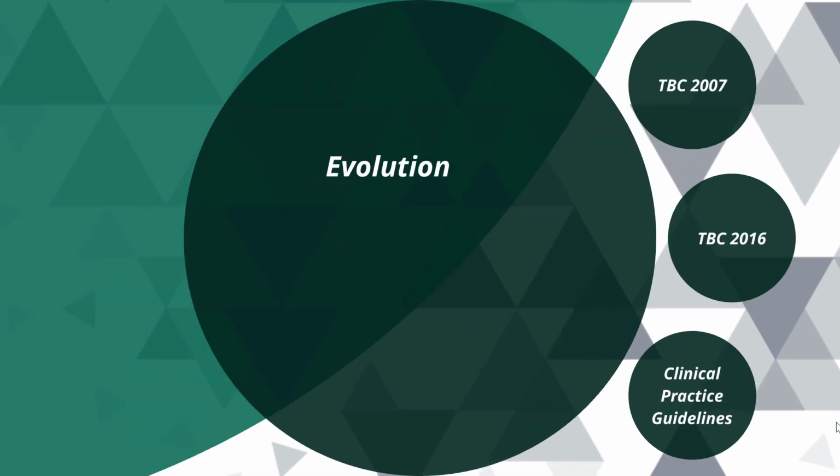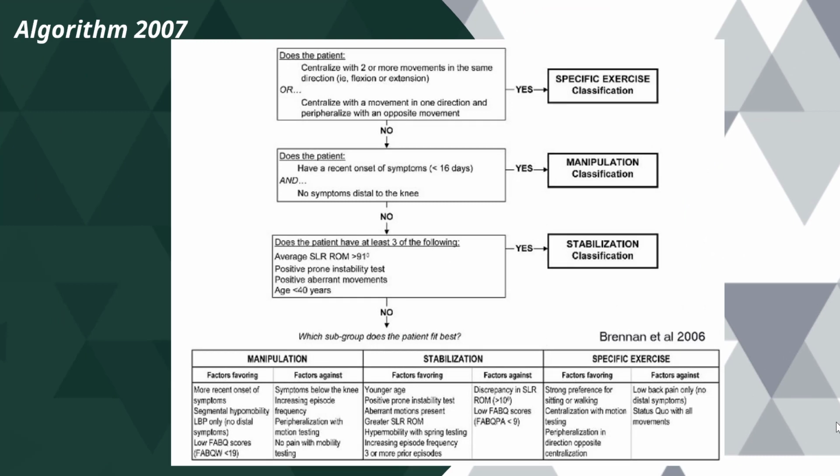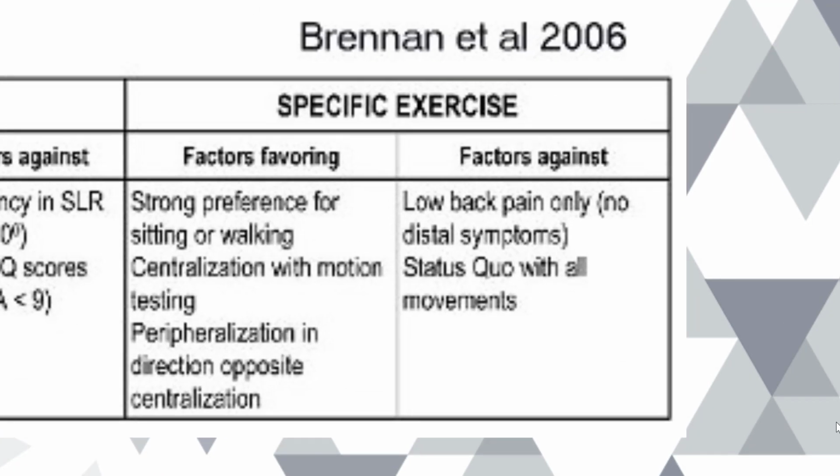So where does this method fit exactly into the treatment-based classification system? In the original algorithm, we see the specific exercise classification being screened for as a priority in examination. More specifically, if a patient indicates a strong preference for sitting or walking, and we find centralization or peripheralization with motion testing, the patient is classified as specific exercise.